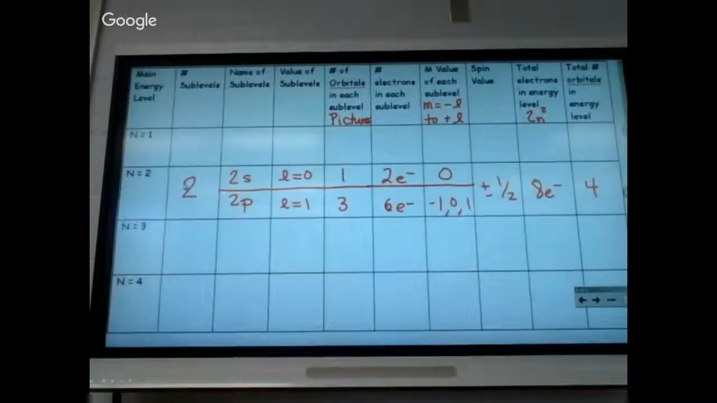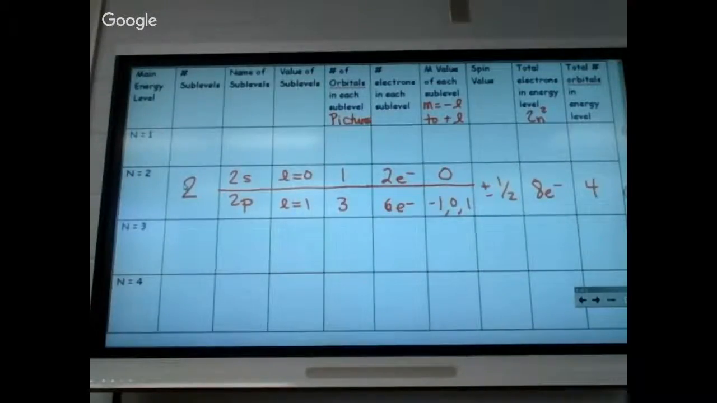All right, so you said there's one sublevel. What's the name of that one sublevel? What's the name of the first sublevel? What are the names of the four sublevels? S, P, D, F. Good.